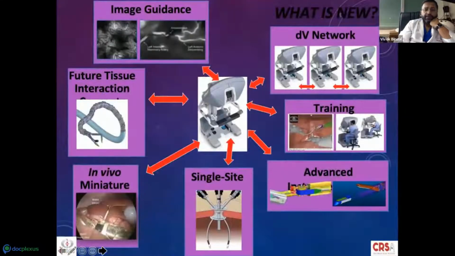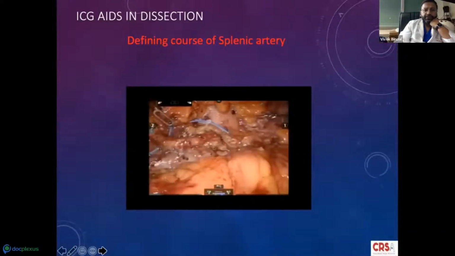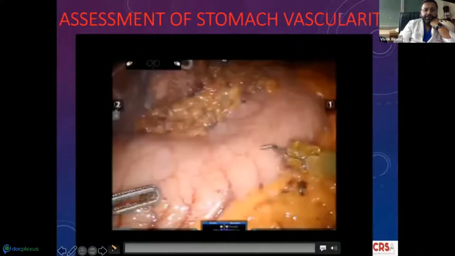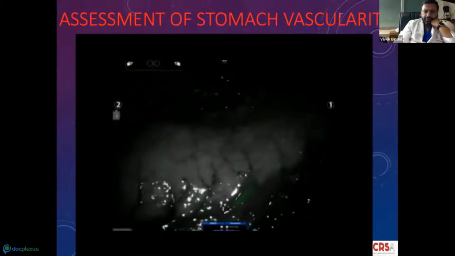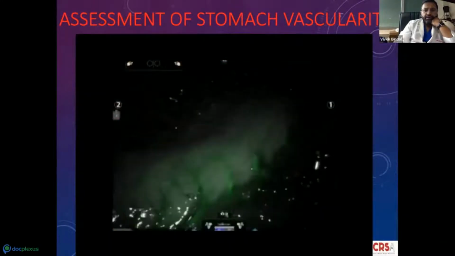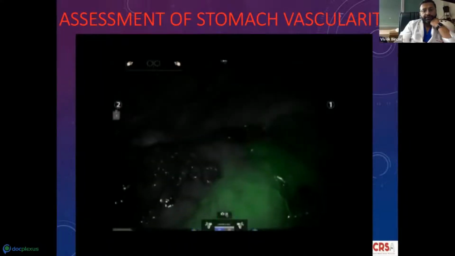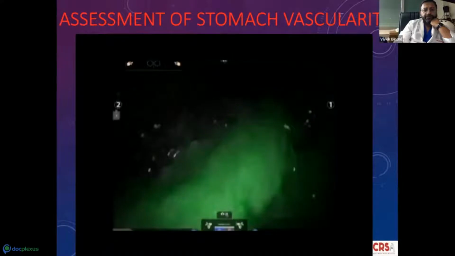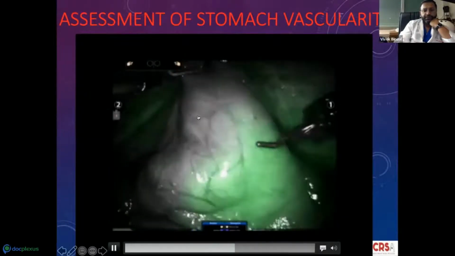So we also believe, and with a lot of new platforms and new systems coming in, I think we are going to get better. So ICG fluorescence, a lot of us have been using. In the assessment of stomach vascularity, this is a video which shows the ICG after reconstruction, while reconstructing after an esophagectomy, and you can see the ICG is making the stomach green while this portion of the stomach is not lighting up.